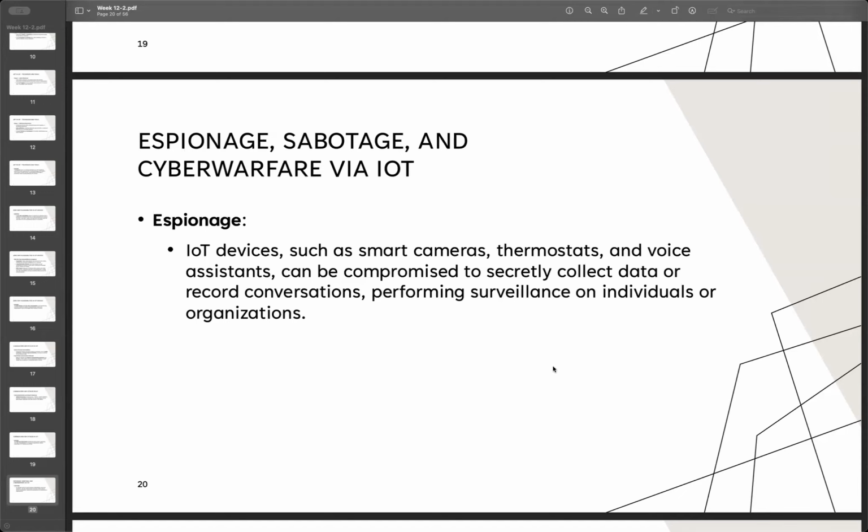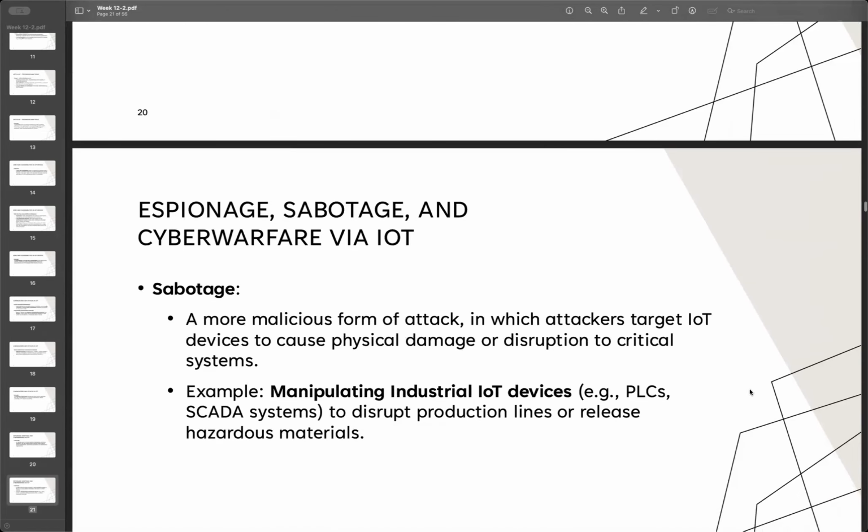And right here, for devices like smart cameras, thermostats, or voice assistants, some smart devices, they can be compromised to secretly collect data or record conversations. They will hear what you're talking about and perform surveillance on individuals or organizations. Most of you realize that even your phone listens to what you're talking about. Sometimes when you browse or search for something, they always give you ads, right? So it's a wonderful idea.